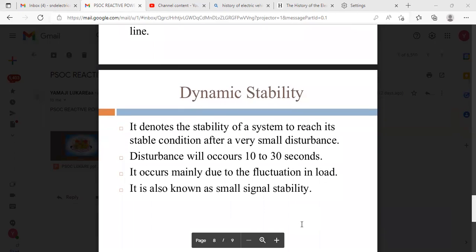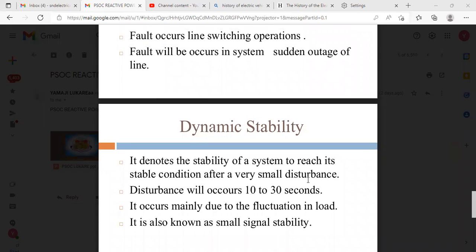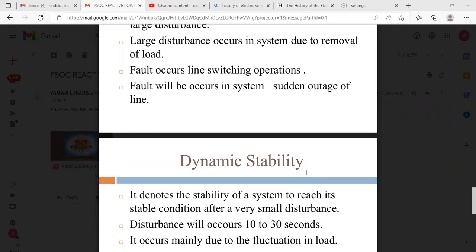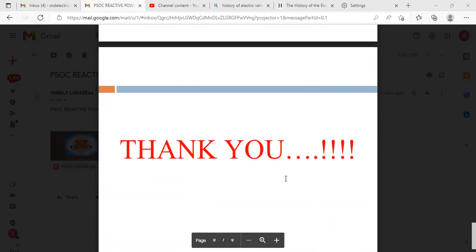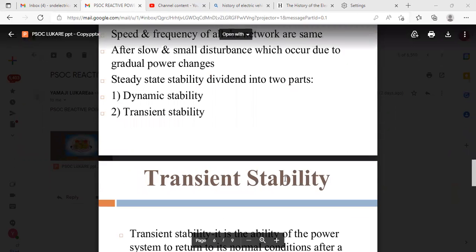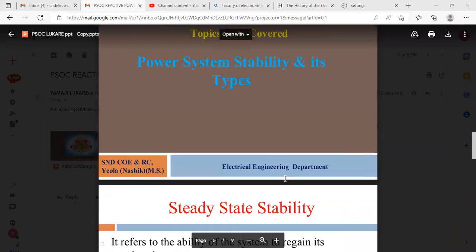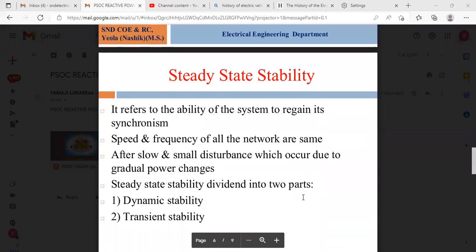And this is also called small signal stability, because the fault or disturbance occurs for a very short time, and the whole system will be disturbed. So according to the different types of stability, its working and which faults will occur according to the conditions, normal, short or large, and what the durations of time will be. According to this stability, a short period of time will occur in transient stability.